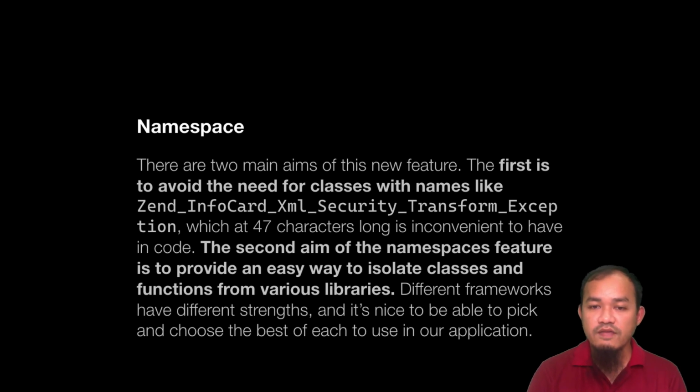The second aim of the namespace is to provide an easy way to isolate classes and functions from various libraries. For example, two people working on different projects might define the same class, and it will be trouble if we have no namespace. It is better to use namespace, so the same name can be used in different libraries. This is the objective of namespace.